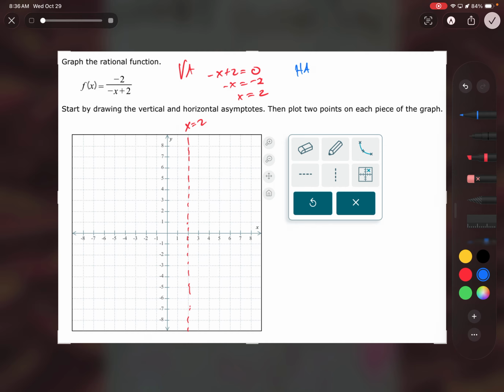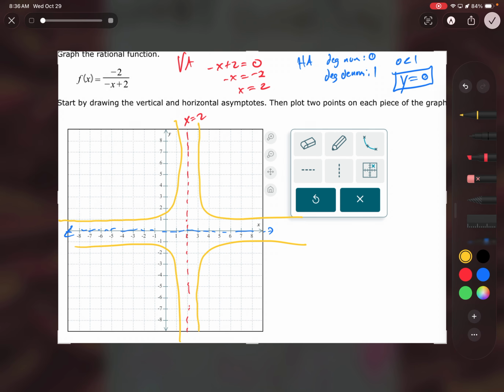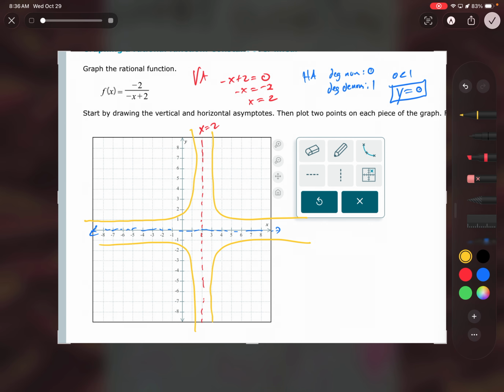My horizontal asymptote is, the degree of the numerator is 0. The degree of the denominator is 1. 0 is less than 1, so it's y equals 0. This is another topic that they're all going to be y equals 0 on because it's a constant over a linear. Okay. All right. So my graph has 4 options. It's going to look like, I'm using yellow here, I know it might be hard to see. It's going to look like this, or this. Okay. It's going to be probably 2 of those 4 options.